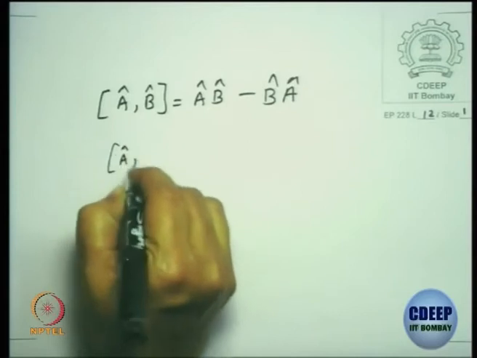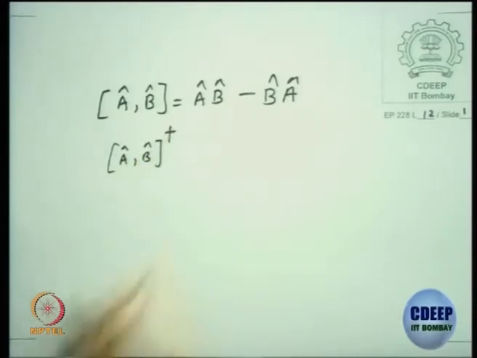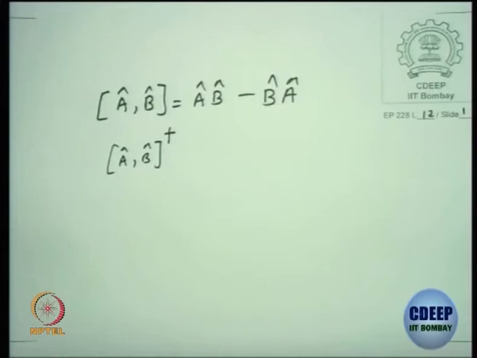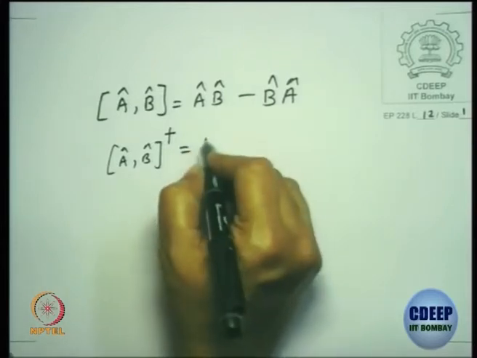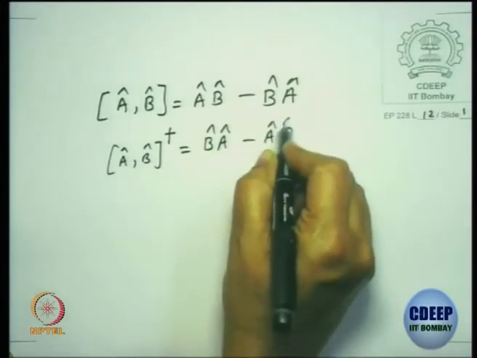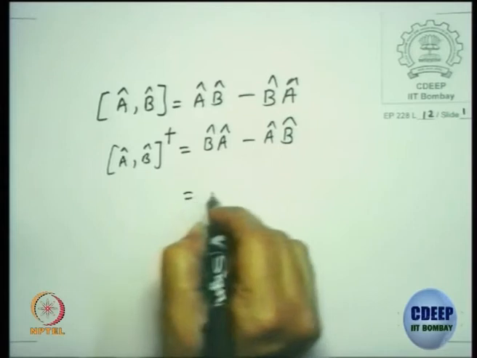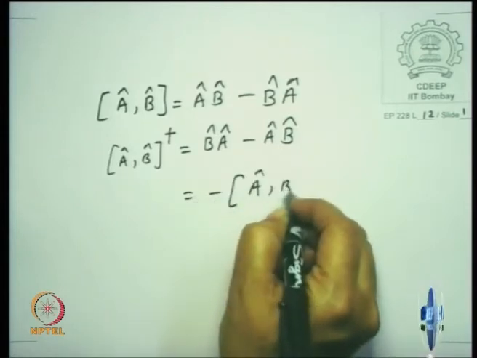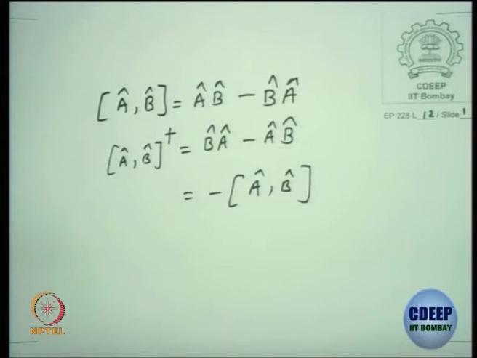When you do the commutator, what happens? Suppose I want to find the dagger of this. What is this? B dagger, sorry, BA minus AB, is that right? That is nothing but minus the commutator of A with B. So something is bothering us: if you have two observables which are Hermitian operators, the commutator is not a Hermitian operator, right?